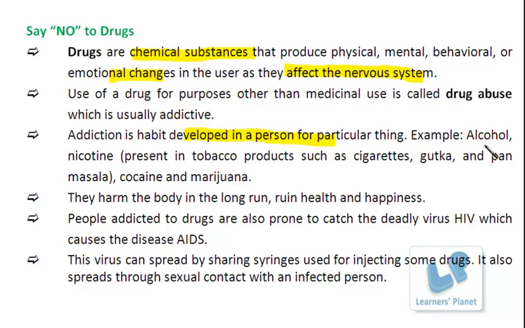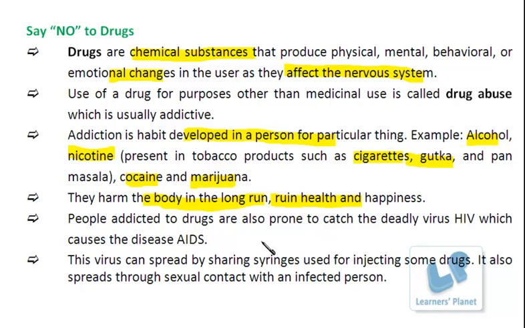Some common examples of drugs are alcohol, nicotine, which is present in tobacco products like cigarettes, gutka, pan masala, and other things like cocaine, marijuana. All these affect our nervous system, and they become the cause of many serious diseases in our life. You know, they can actually harm the body in the long run. Initially you enjoy, right? There is no doubt, but slowly you will see that in the long run, it can ruin your health and your happiness. It can destroy your family. So students, never go for such habits.